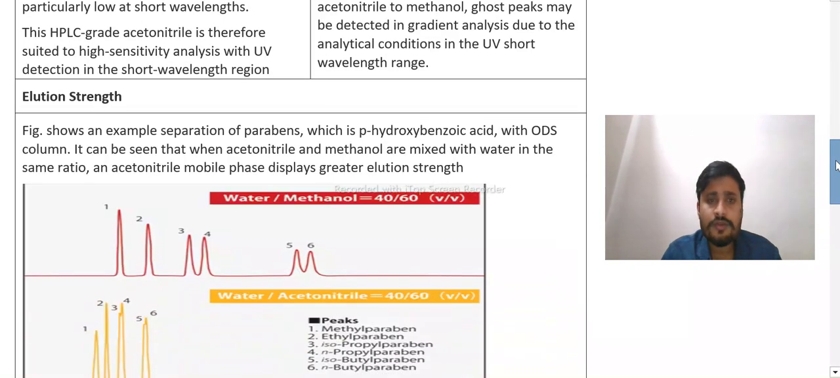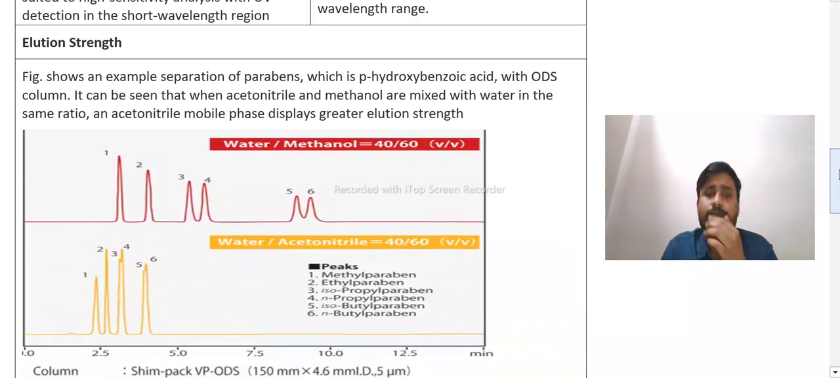So if we talk about the elution strength, in a water-methanol ratio of 40:60 compared to a water-ACN ratio of 40:60, what do we get if we have these compounds: methyl paraben, ethyl paraben, isopropyl paraben, and propyl paraben? In methanol we get a very clear separation, but in ACN all the peaks come very close together. So from this elution strength comparison we concluded that the ACN mobile phase displays greater elution strength as compared to methanol.